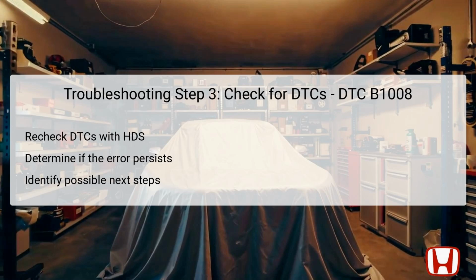If, however, it's not indicated, this suggests that the original error may have been intermittent or have cleared up on its own. Should the code reappear, the technician must proceed with further testing protocols to diagnose the root cause effectively. Documenting the status of the DTCs is a vital part of the troubleshooting process.